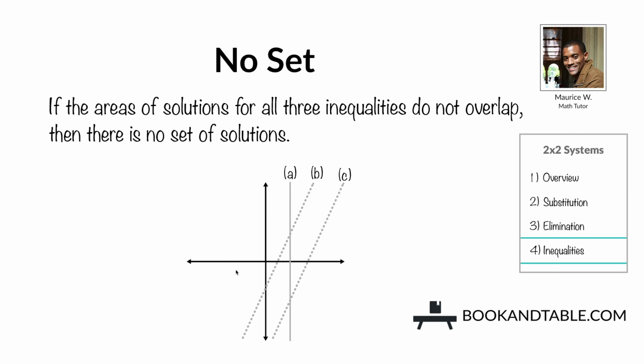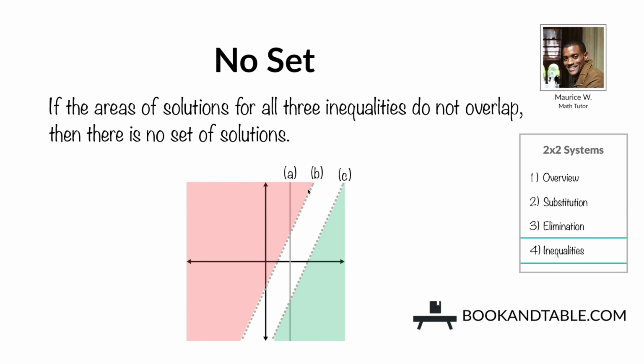But first, let's discuss when we have no set for our system. If the areas of solutions for all three inequalities do not overlap, then there is no set of solutions. So two overlapping areas will not do it. We need all three to overlap. So let's say we had inequalities A, B, and C, but let's say B and C are parallel. If that is the case, then there's a chance that we will end up with an empty set.